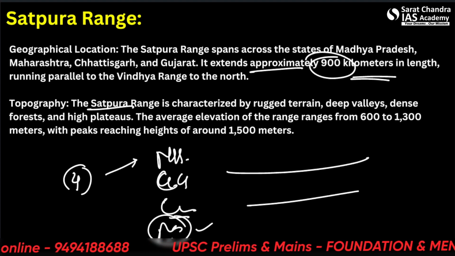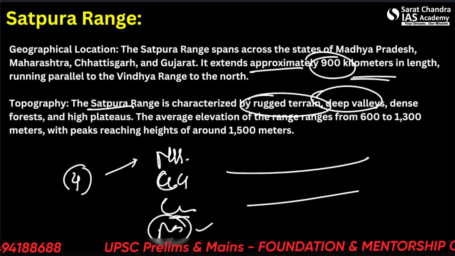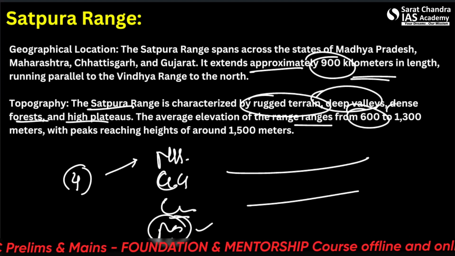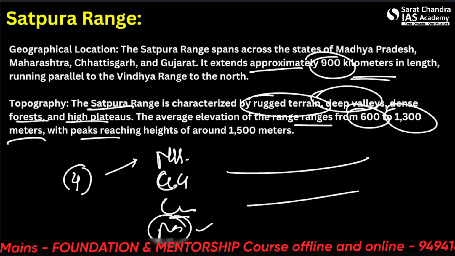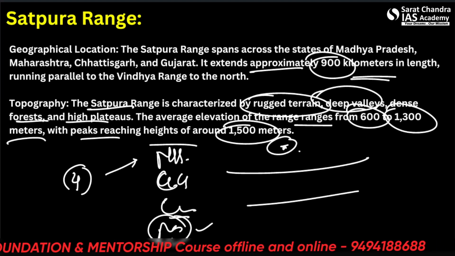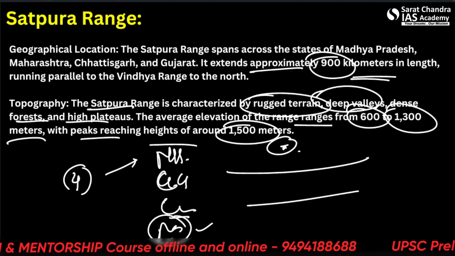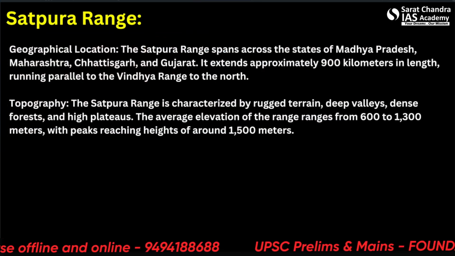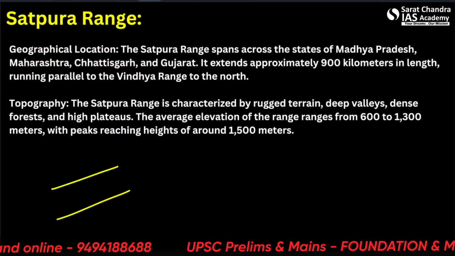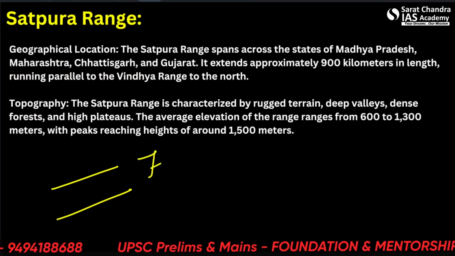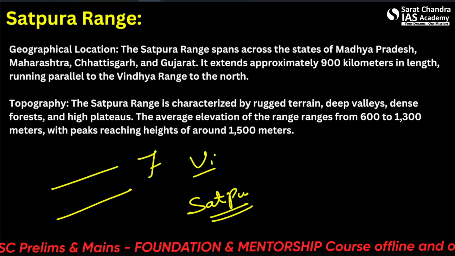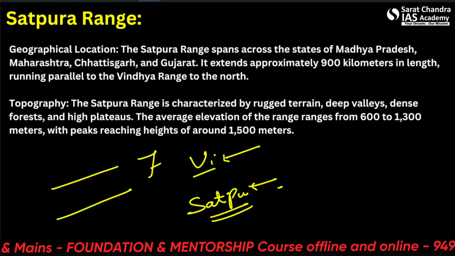The Satpura range is characterized by rugged terrain, deep valleys, dense forest and high plateaus. Average elevation ranges from 600 to 1300 meters, with peaks reaching a height of 1500 meters. So this is also a rather tall mountain, higher than the Vindhya range. This can come as an option, a statement as a fact. Everybody might be knowing already where is Vindhya, where is Satpura. What is not known is that Vindhyas are lower than Satpura.